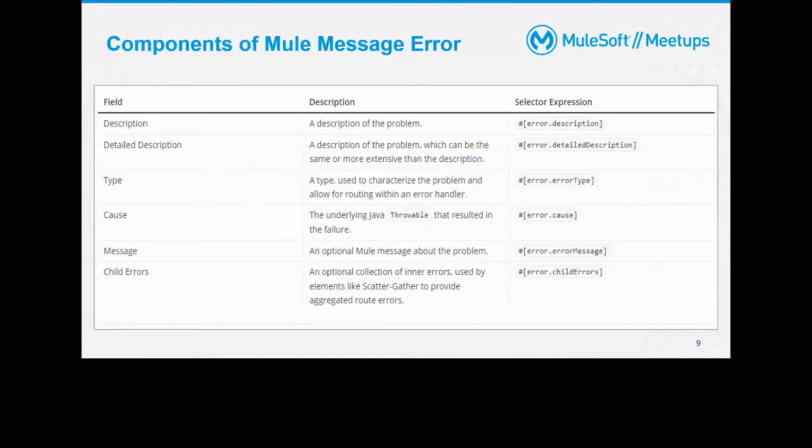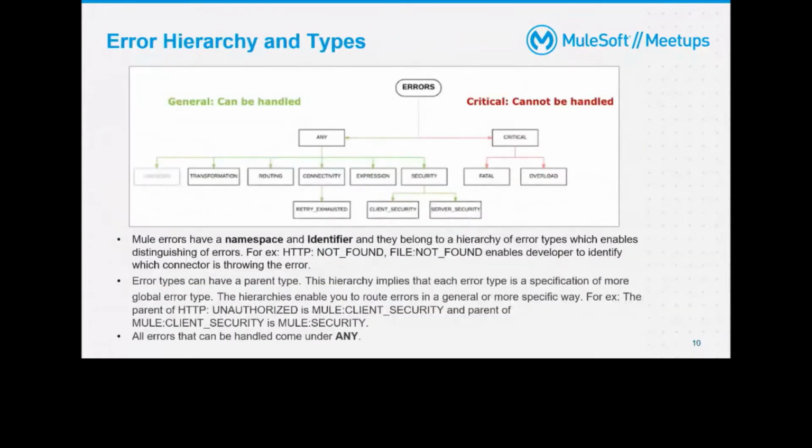So these are the components of a Mule message error. There are six components: description, which gives an overview about the error or the problem that has occurred; a detailed description, which can be similar to the description or may have some extensive information about the error. Then the type of error, which has the namespace and identifier of the error, then the cause, the message, and the child errors. Child errors is generally connected with scatter gather, which provides the aggregated route error, showing in which route the error has occurred.